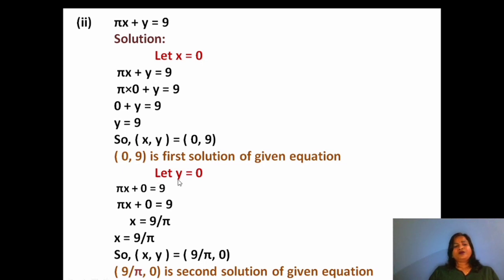Now we have assumed y is equals to 0. So we have to put the value of y in this equation. Pi x plus 0 is equals to 9. Pi x will be the same, plus 0 is equals to 9.